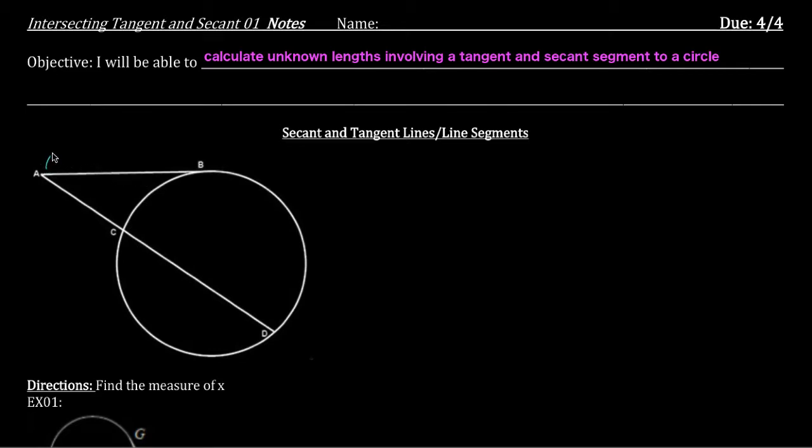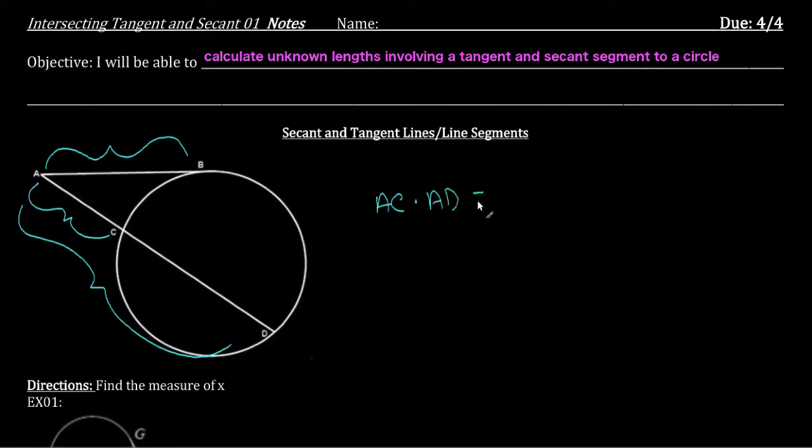So, it's pretty simple. We have length AB, and it has something to do with AC and AD. So AC, which is this outside segment, times this entire length, which is AD, is equivalent to AB squared. So AC times AD is equivalent to AB times AB, or AB squared.